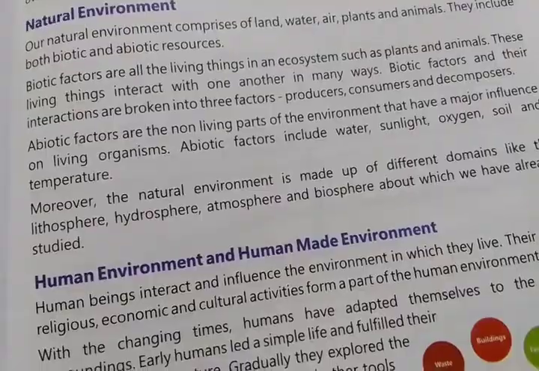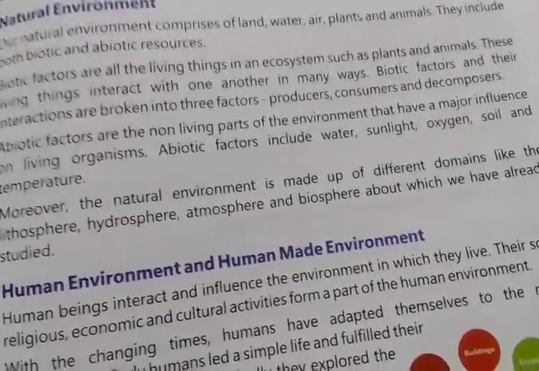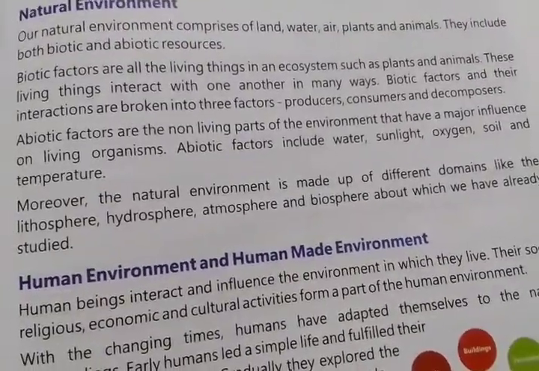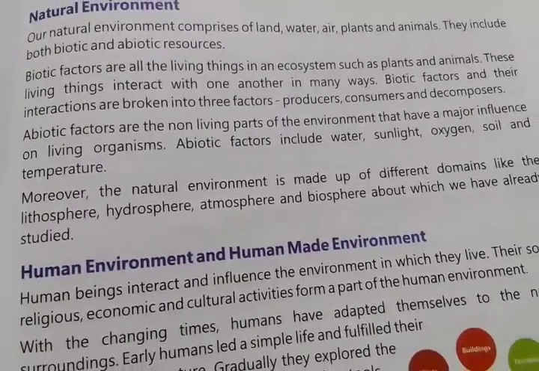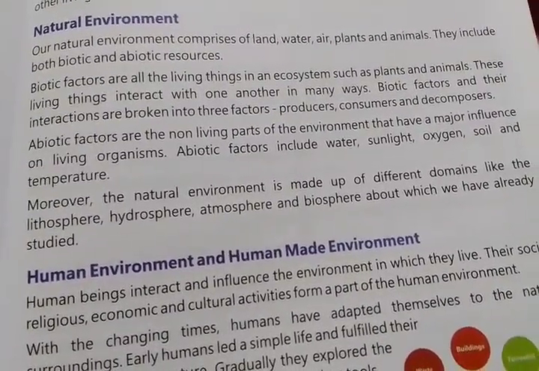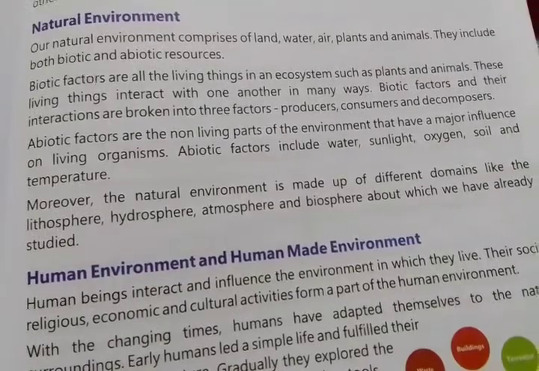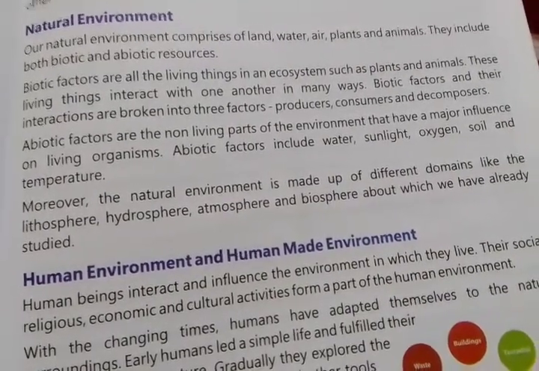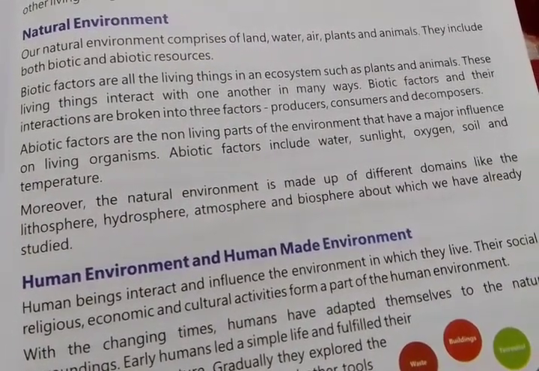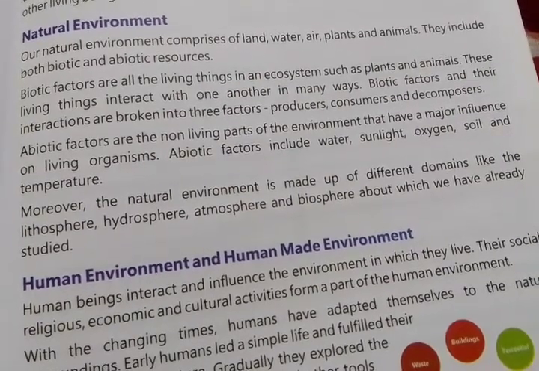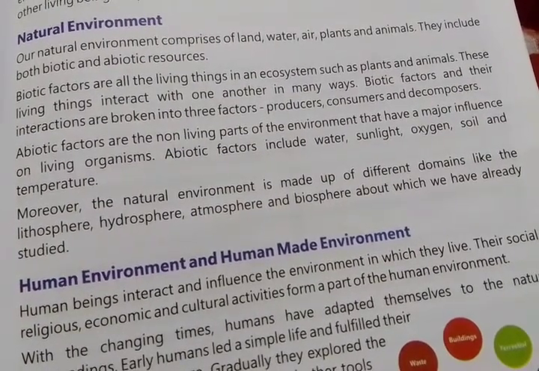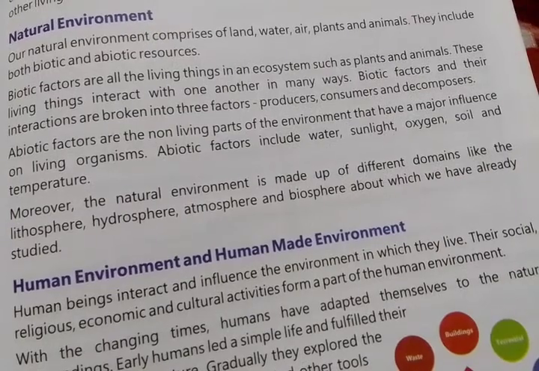Biotic factors means all the living things in an ecosystem, such as plants and animals. These living things interact with one another in many ways. Biotic factors and their interactions are broken into three groups: producers, consumers and decomposers.